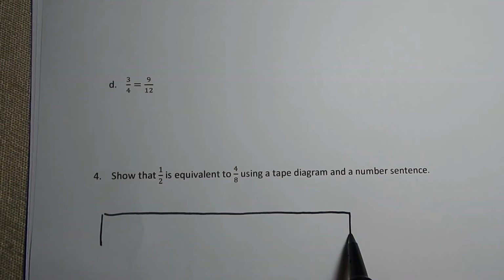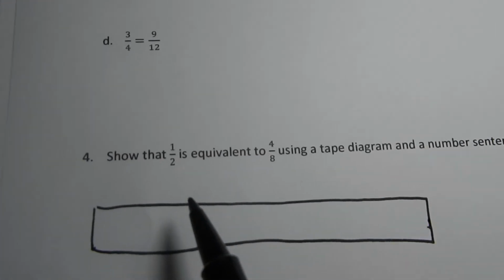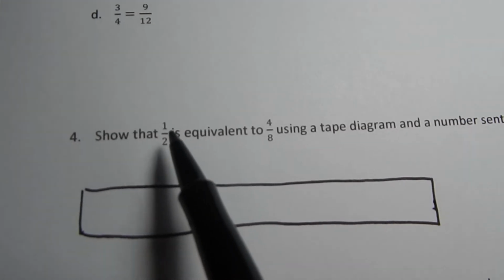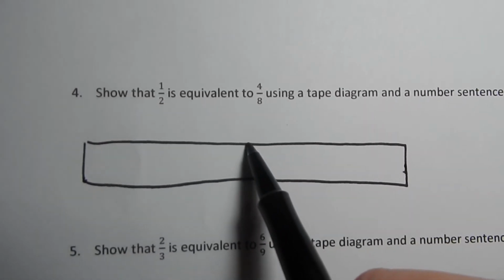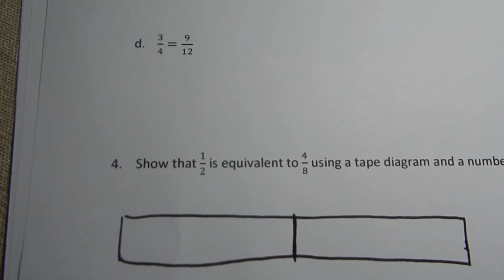So I'm going to make a little bit of a long tape diagram, something that'll leave me some room to work with. And the first thing I have to do is split it into halves. So I'm going to have to split it into 2 equal pieces. I'm going to say that that looks to be about 2 equal pieces. So that takes care of that denominator, but now I have to shade in one of those pieces.